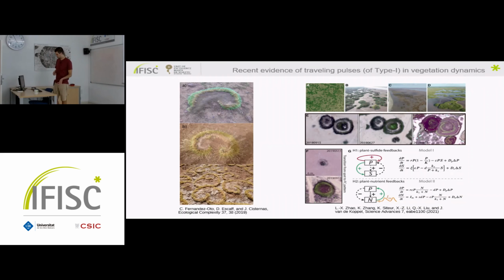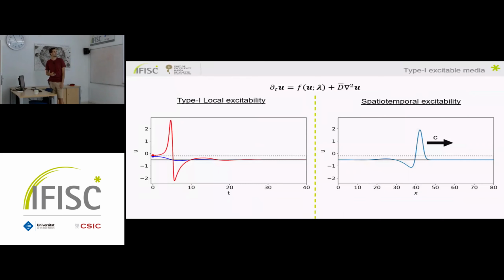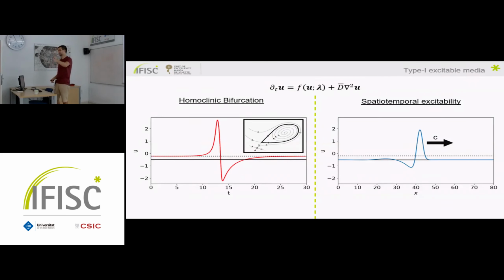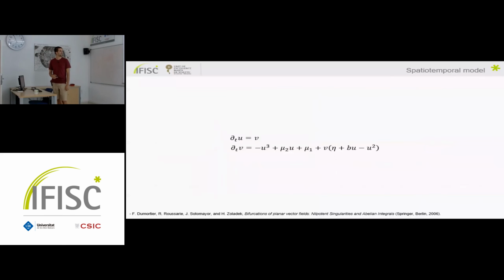So what we wanted to do with this work is, in the case of type 1 excitable media, to connect the local dynamics, the temporal excitability, with the spatiotemporal features that we have, that are these pulses. In particular, what we wanted to connect is the bifurcation that generates this local excitability with the spatiotemporal features. To do so, we have created a reaction diffusion model.